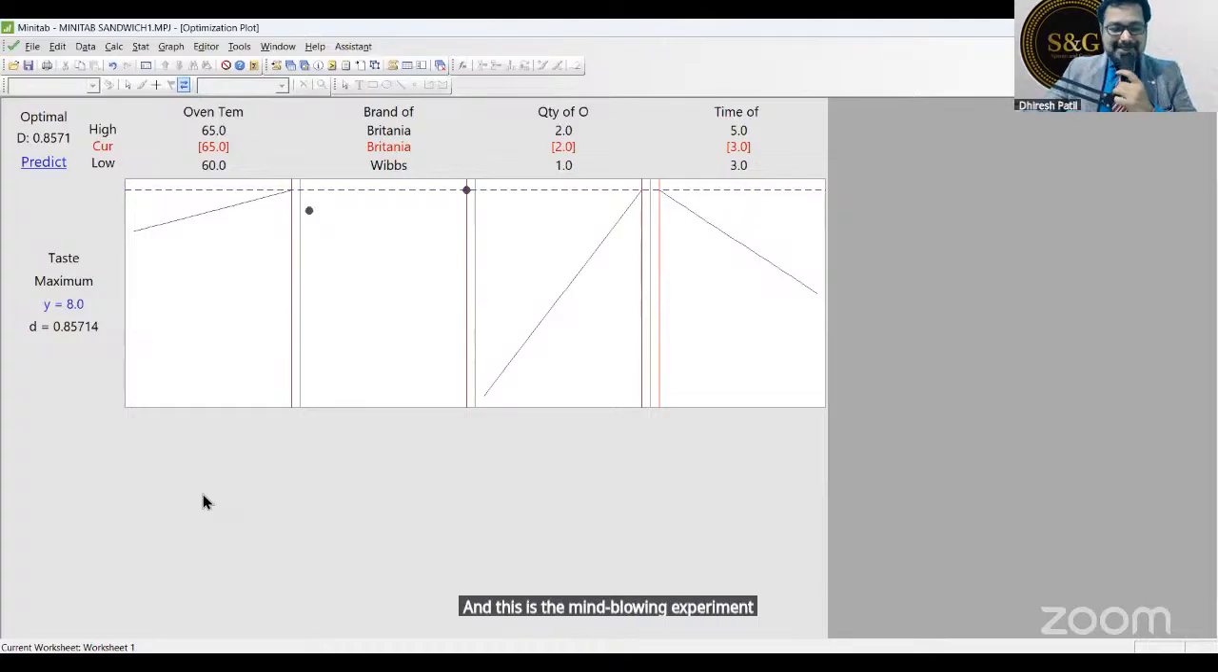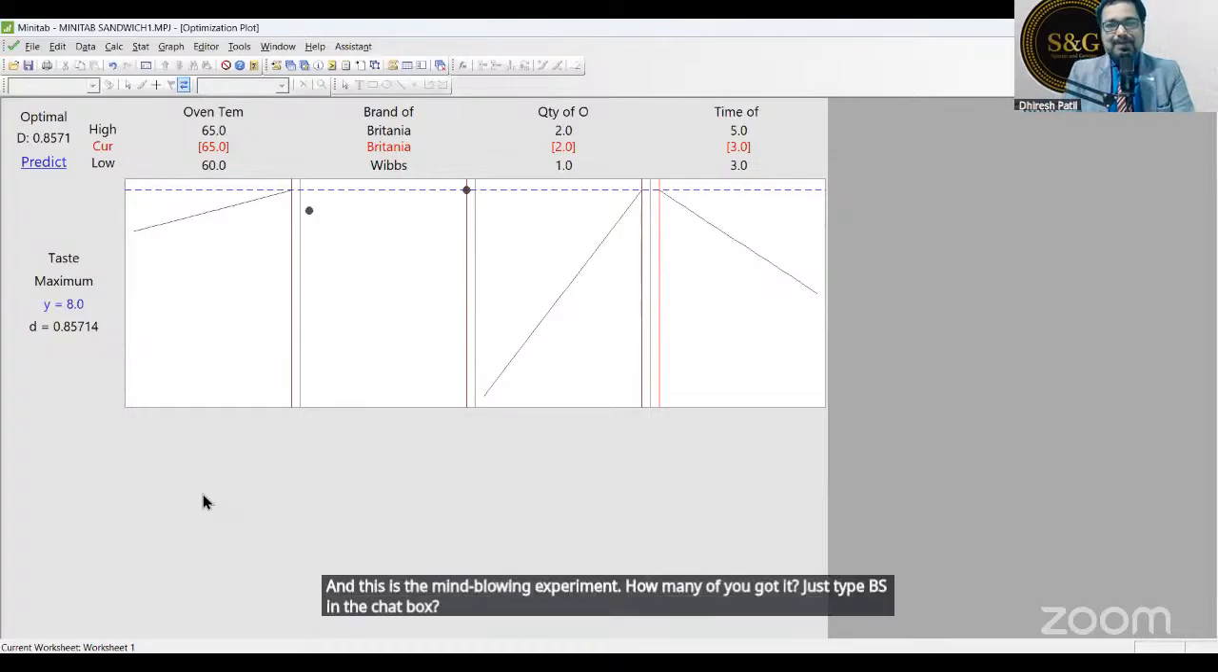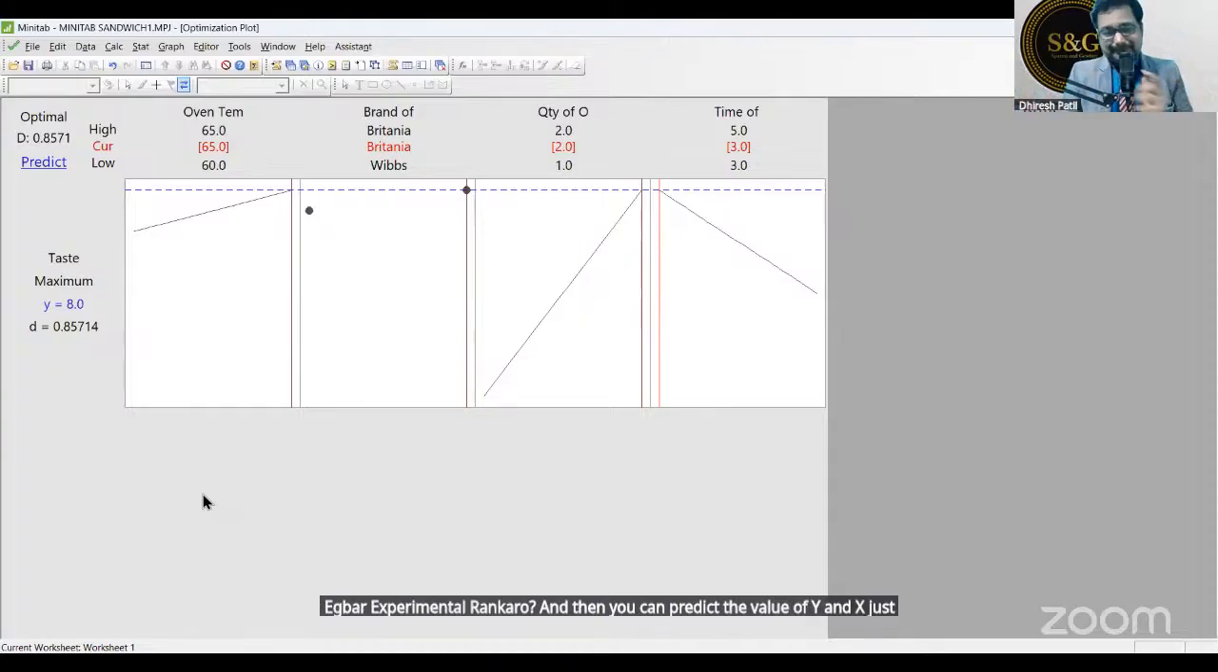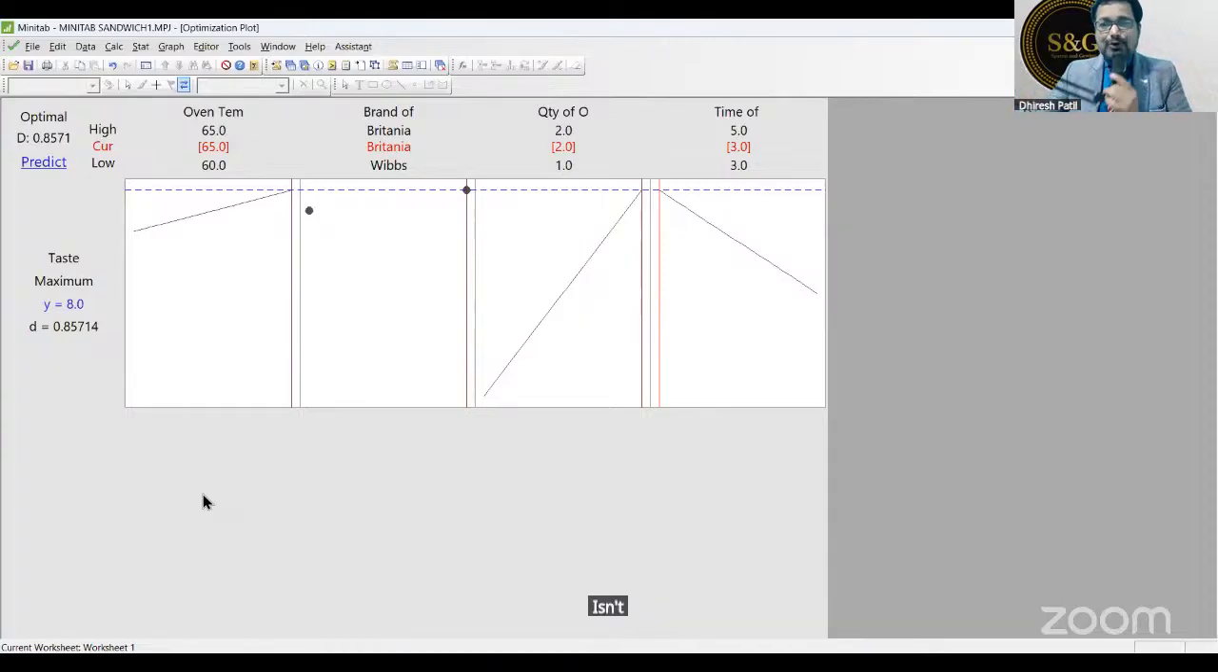How many of you got it? Just type yes in the chat box. Do an experimental run once, and then you can predict the value of y and x just by playing around. Isn't it a mind blowing tool? Super mind blowing. Amazing, amazing.